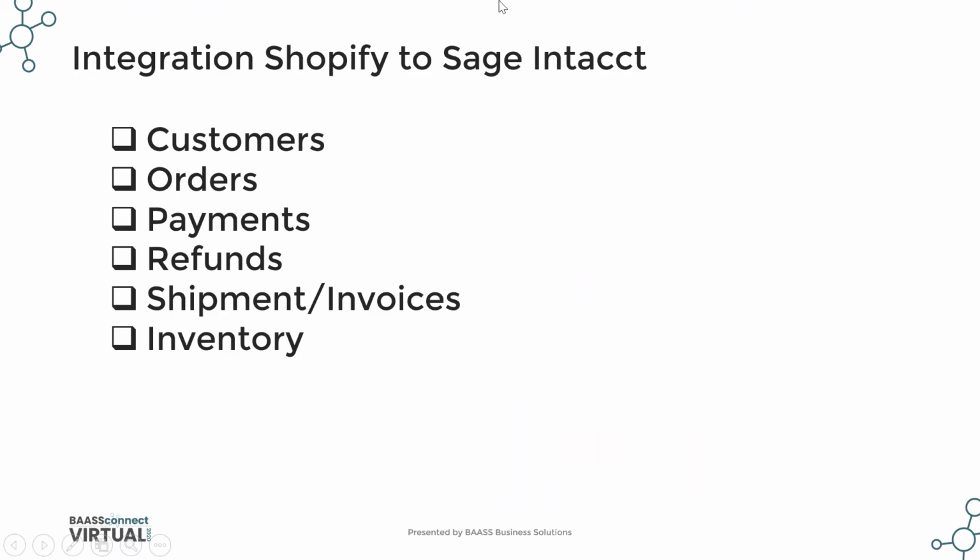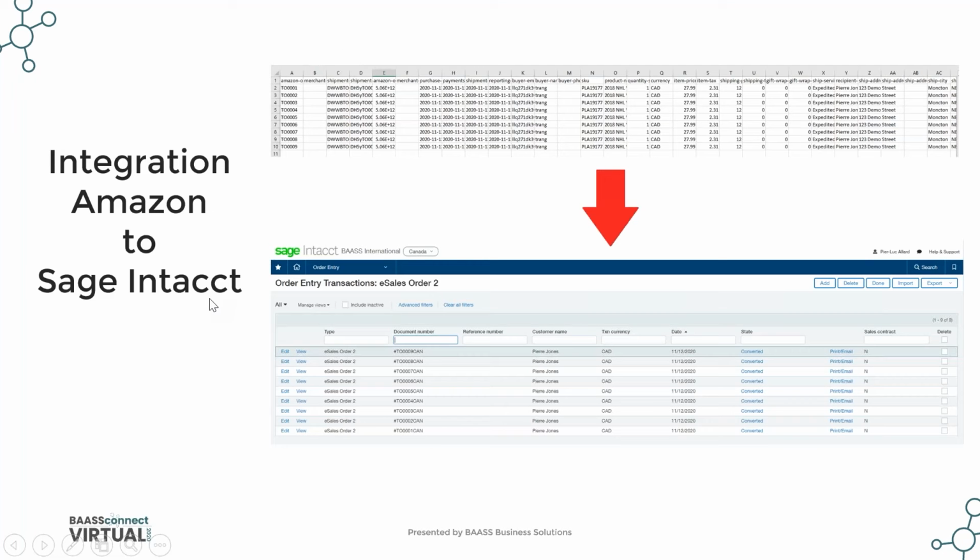With Shopify, for example, we've built multiple data integrations. We bring customers, we bring sales orders, we bring payments and refunds, shipments and invoices, and also inventory. And we've created integration both ways, depending on the client needs. For some clients, we bring most of the information from Shopify into Sage Intacct, with the exception of inventory. Inventory is tracked in Sage Intacct, and then we update Shopify and the location in terms of the quantities on hand and so forth.